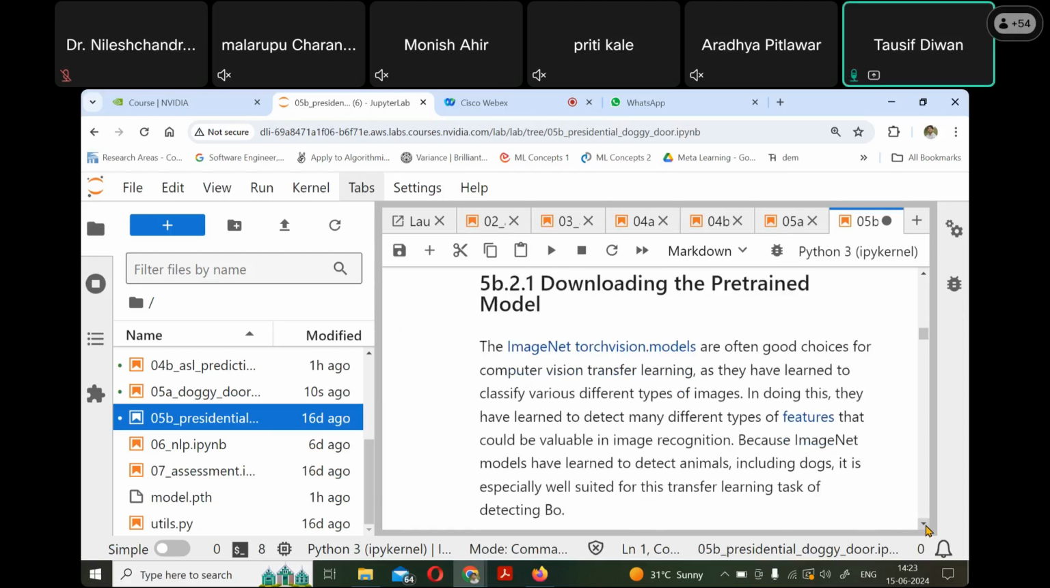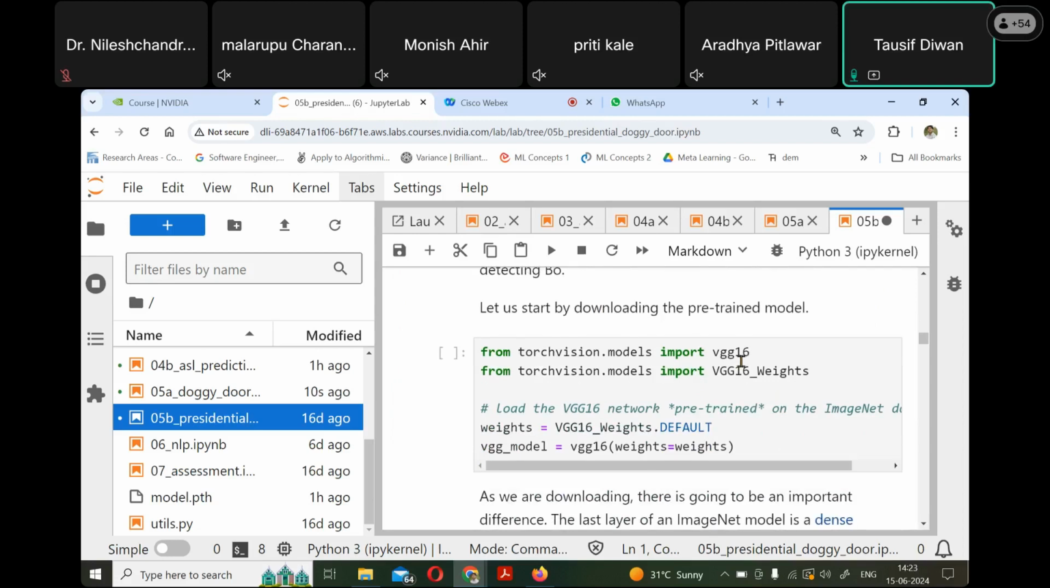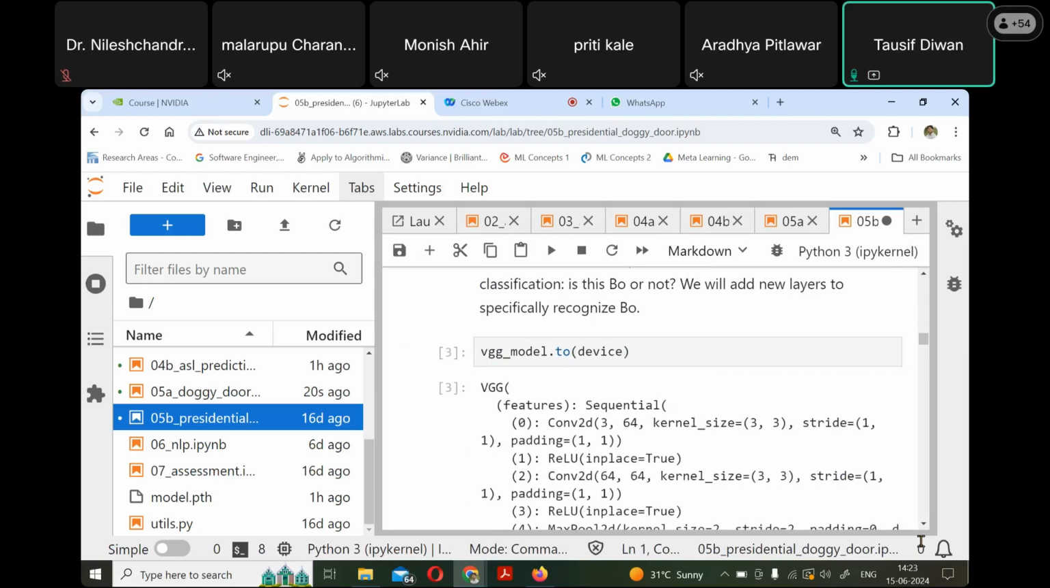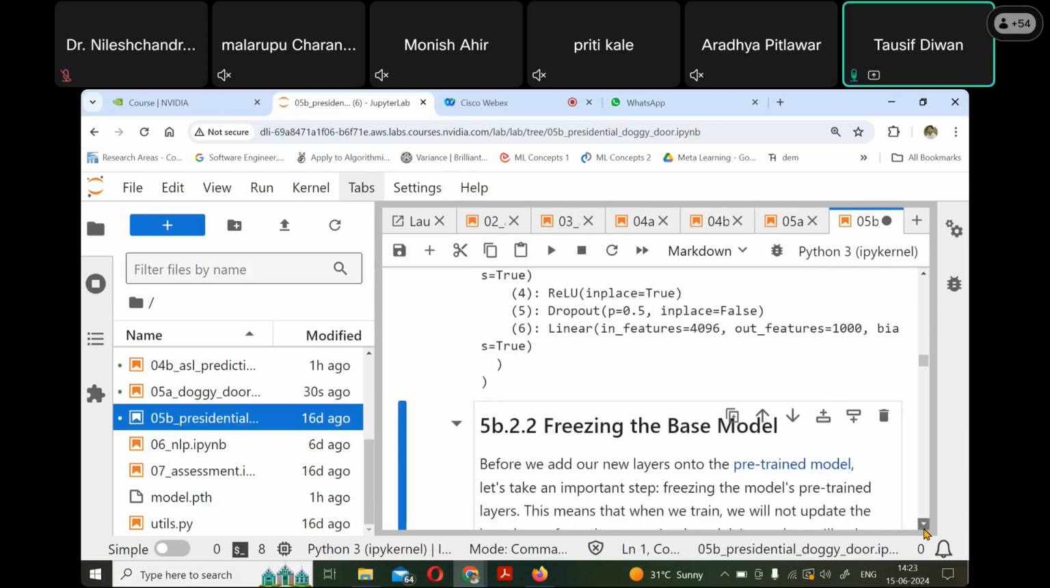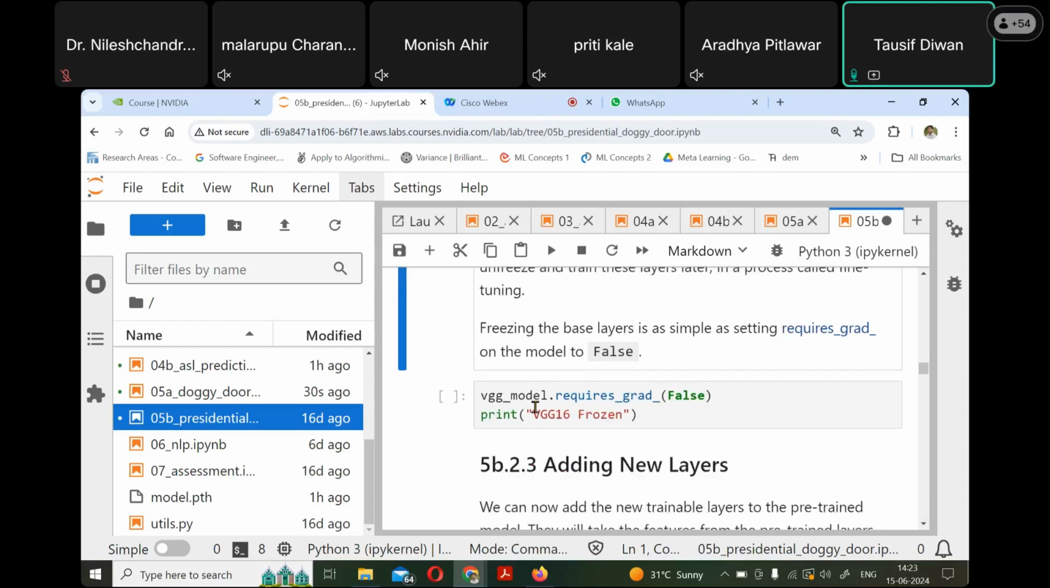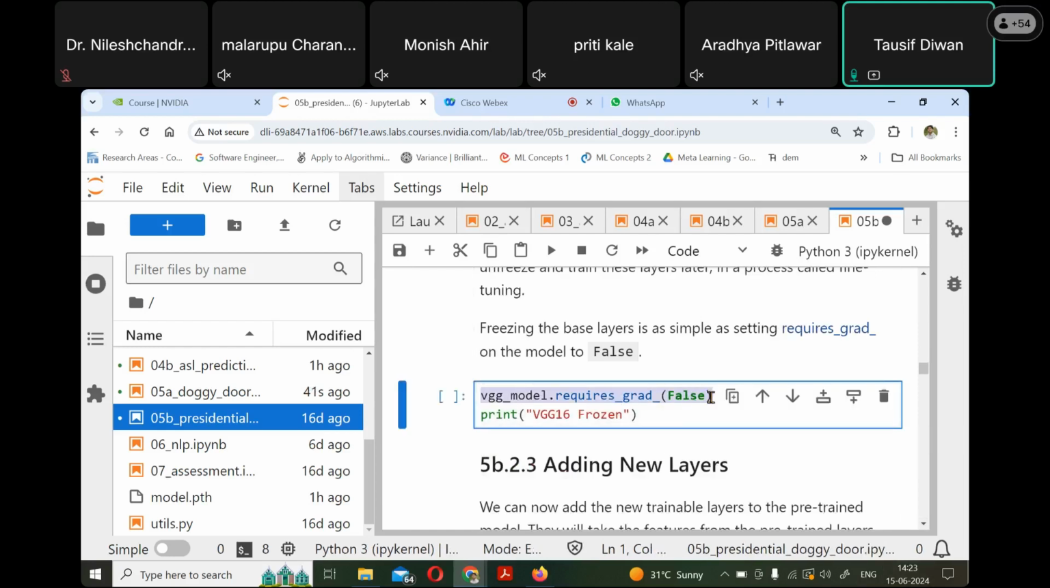First of all, we will download the pre-trained model. Here, see, once again, the same thing that we did in the previous notebook. It is transferred to device. Then freezing the base model. See, VGG structure is frozen now. And how we can do this? This is a very simple line. You just try to understand this. VGG model dot requires grad is equal to false. If we pass false in this requires grad, it means that we cannot update the parameters of the model. It indicates that VGG 16 is frozen now.